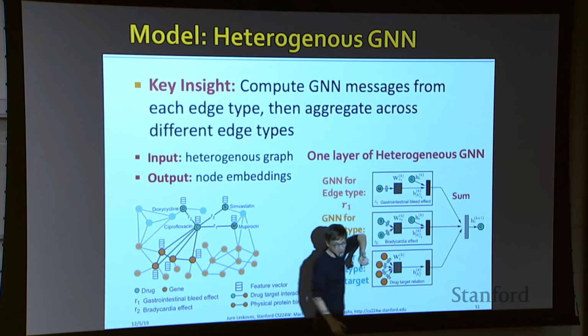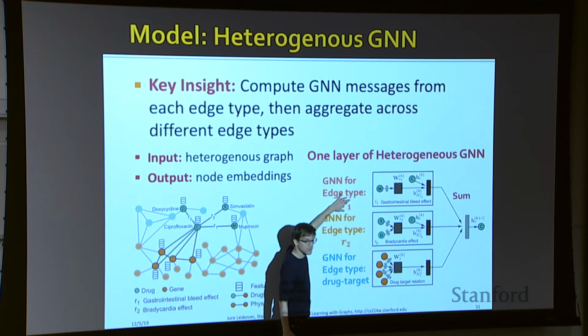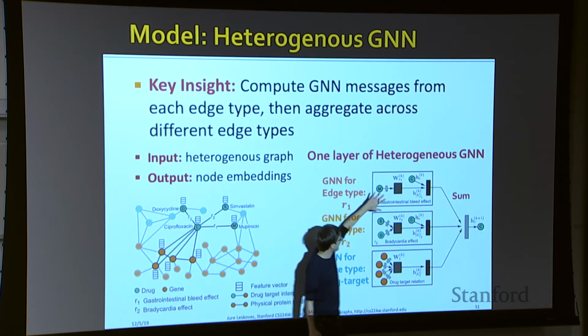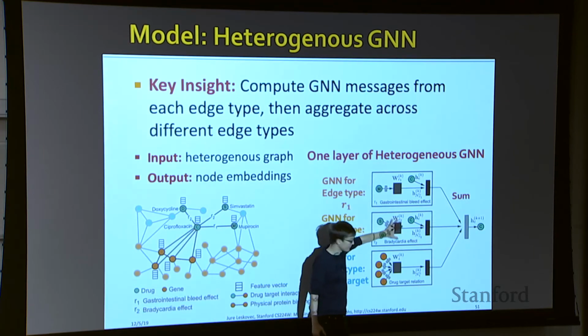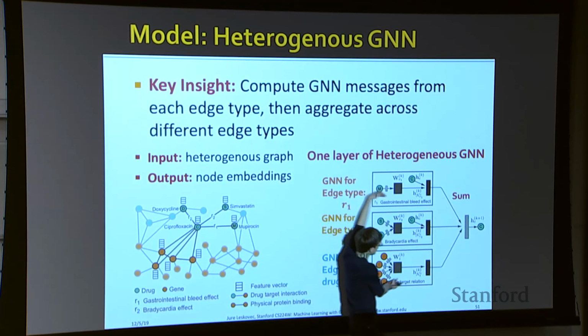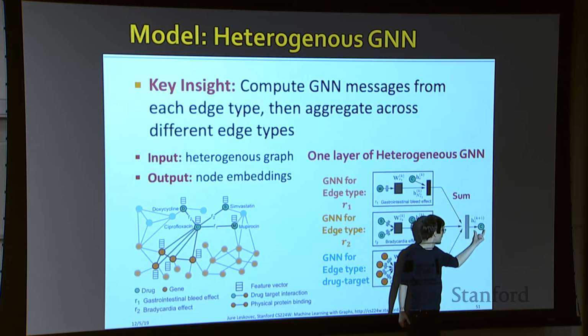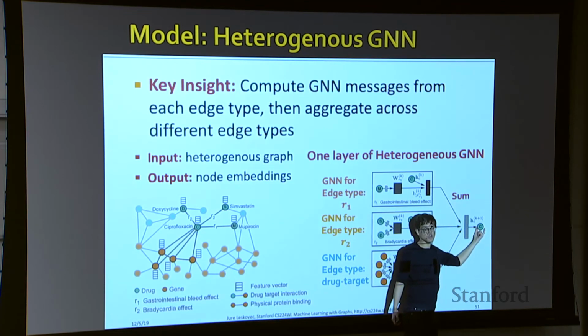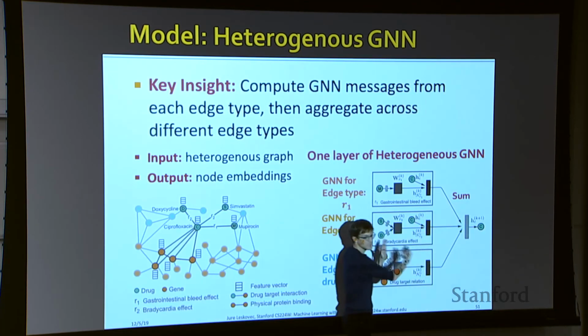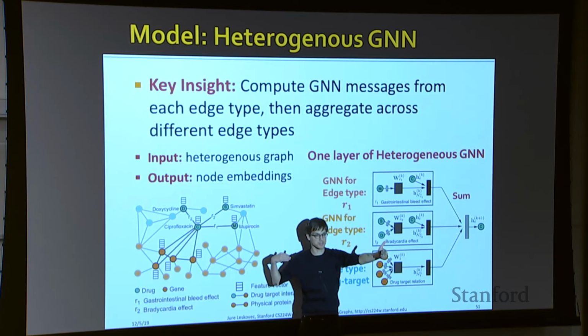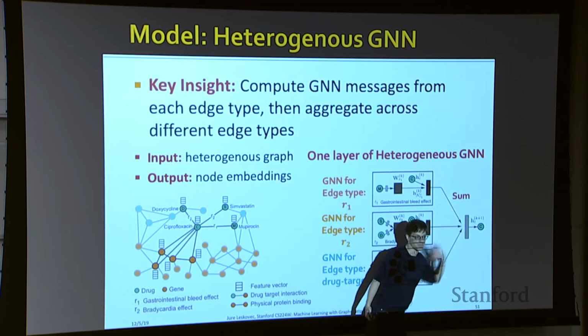And as I said, we will have 1,000 different side effect types. So we will have 1,000 of these types of things and then one here. And this will now come together to create an embedding for a given node. And of course, we will unroll this for 2 or 3 steps, not just one step.